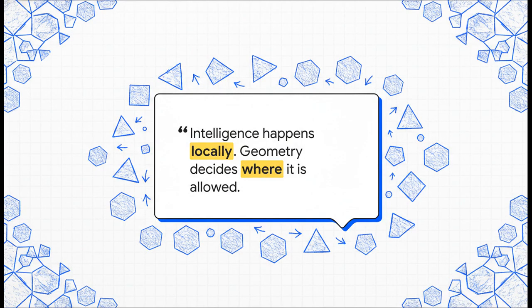And this leads to another really profound quote. Intelligence happens locally, geometry decides where it's allowed. The MLP isn't just making up the system structure as it goes. Not at all.